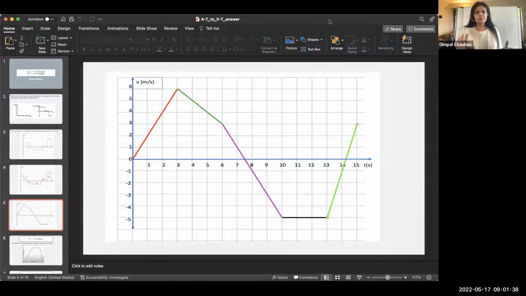So I'm just going to show, this will be the answer for the first question that you had for the activity, which was converting from acceleration versus time to velocity versus time.